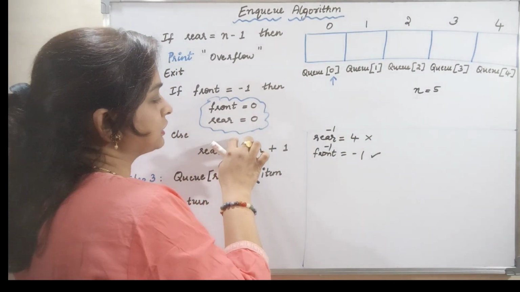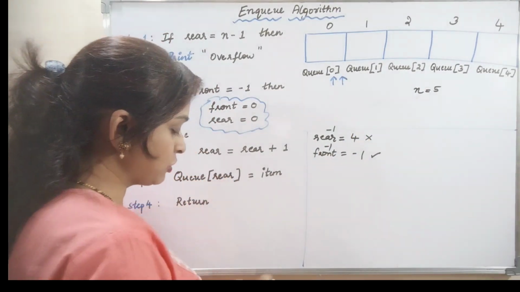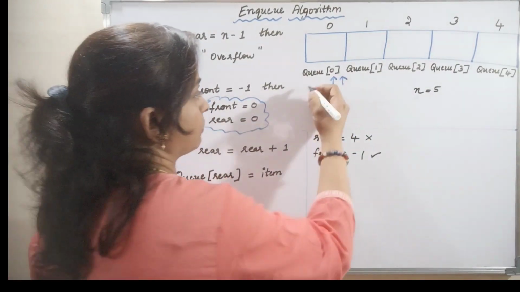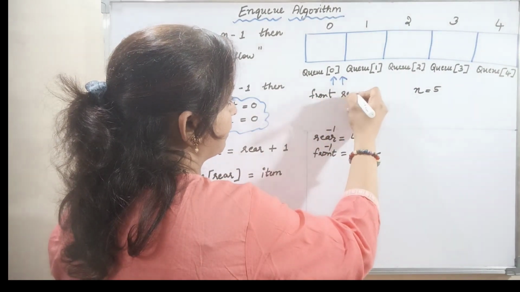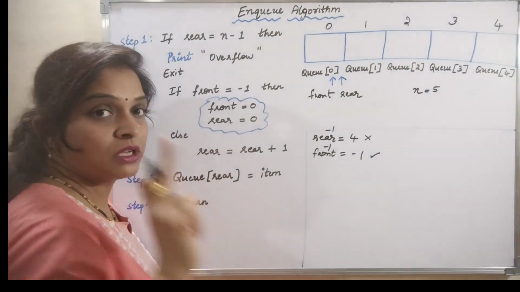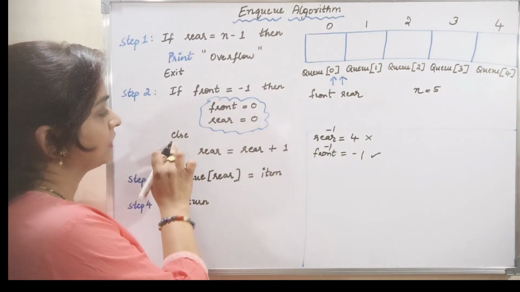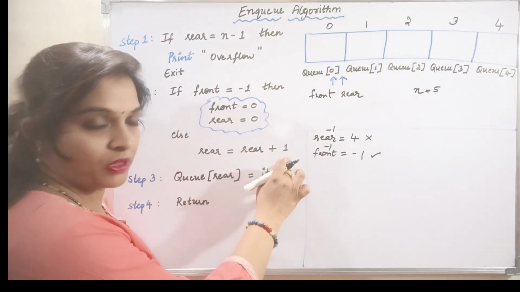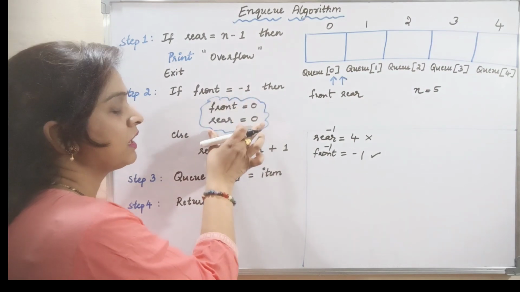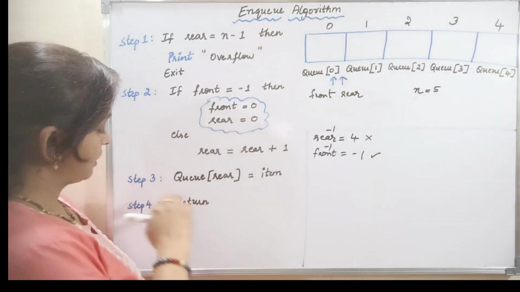So I need to reset the pointers, both front and rear, to 0. Both front and rear will point to the first position, that is 0. Next, do we have to execute else? No, because this condition was true. So I reinitialize the front and rear pointers to 0. That is done. Come to step 3.